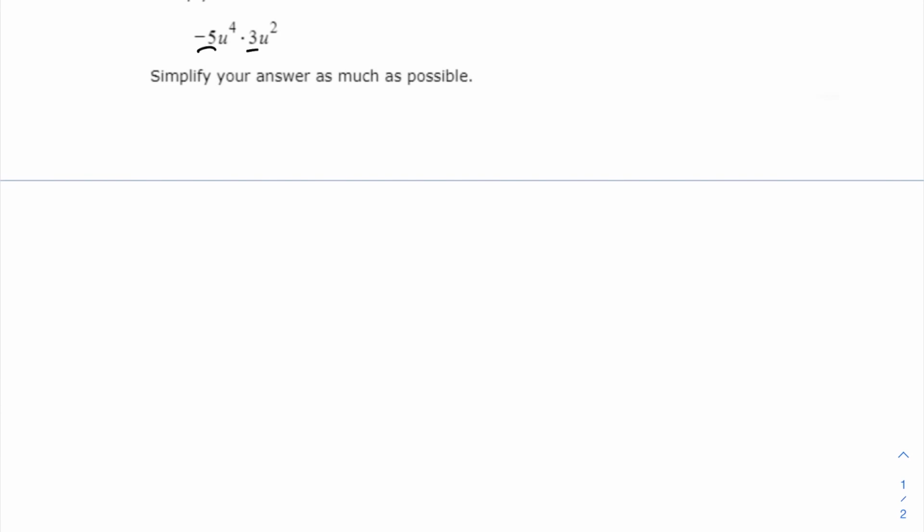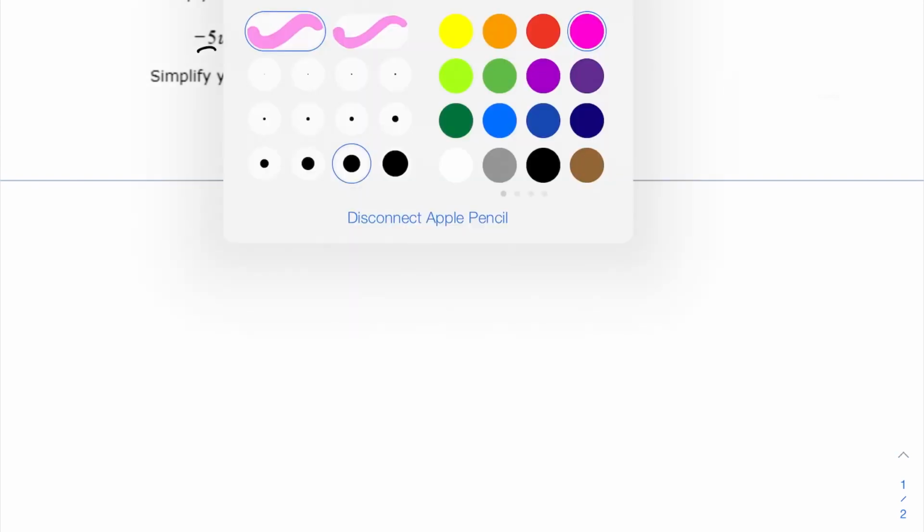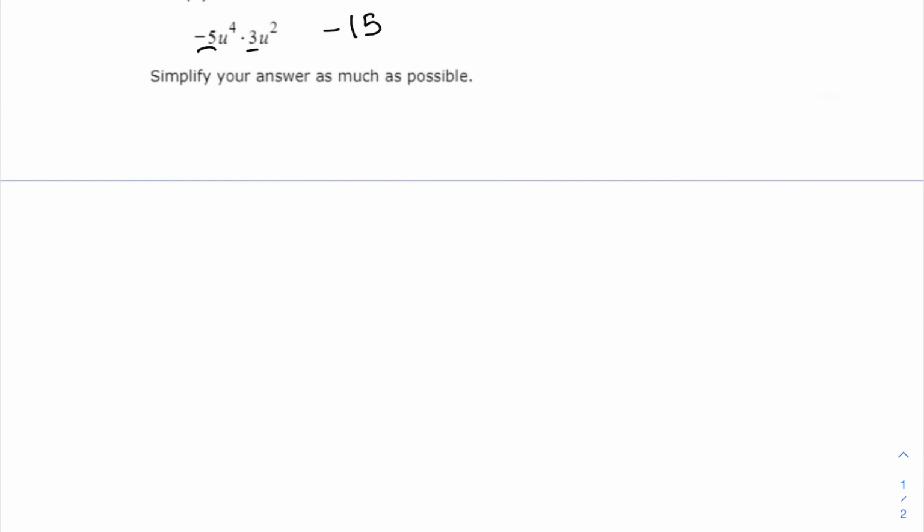I'm going to take the -5 and the 3 first, and I'm going to multiply those together to get -15. Then I'm going to focus on the u's. U to the 4th and u to the 2nd. When I am multiplying with common bases, I said I have to add my exponents. So it'll be u to the 6th.